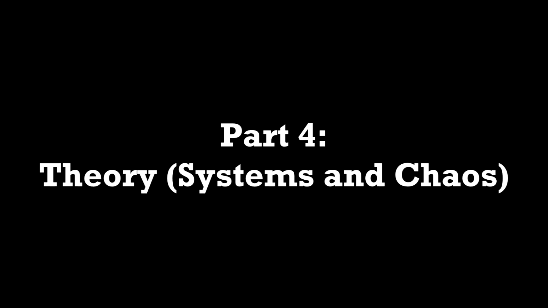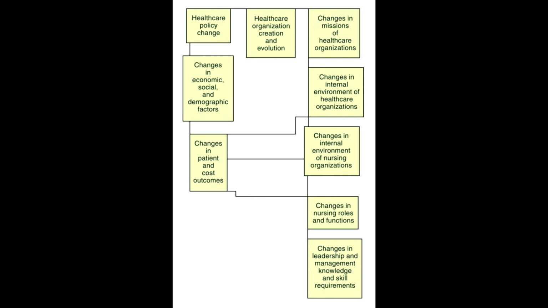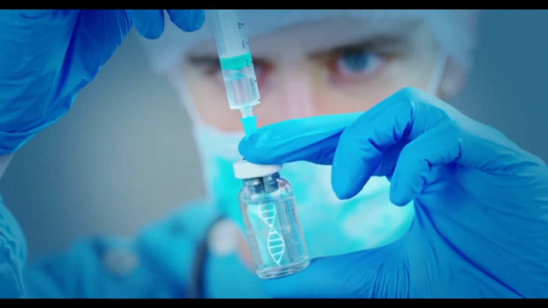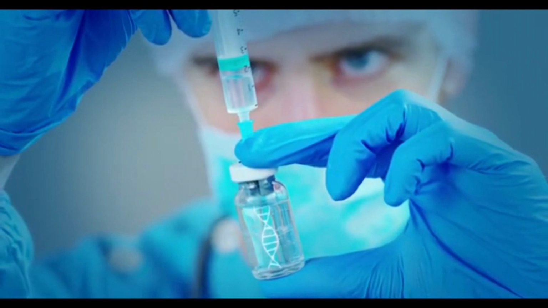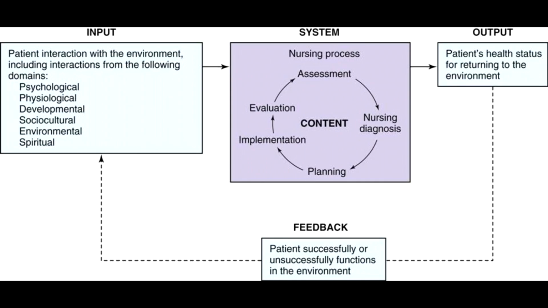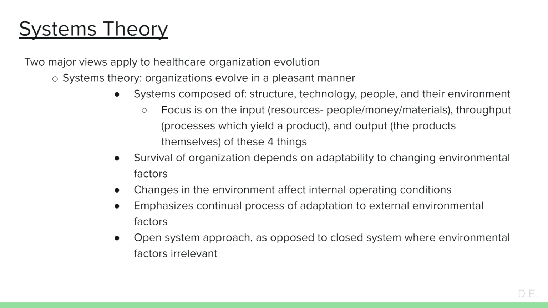Two theories are described as being supportive to healthcare organization evolution. First is the systems theory, which states organizations evolve in an orderly manner, with unification of all parts leading to supreme productivity. The system is composed of a structure, a set of technology, a set of people, and their surrounding environment. There is a focus on the input, which are the resources, including people, money, and materials, the throughput, which are the processes that produce a product, and the output, which is the products themselves. The theory goes on to state that the survival of a healthcare organization is dependent on its ability to adapt to changing environmental or external factors.